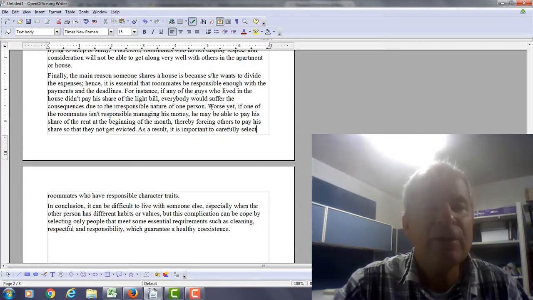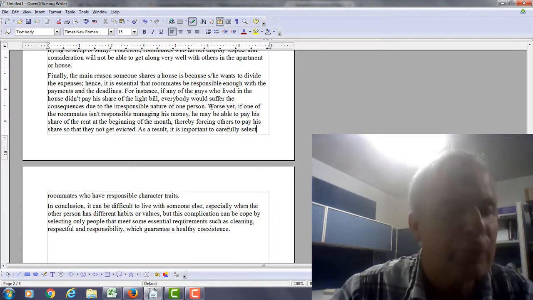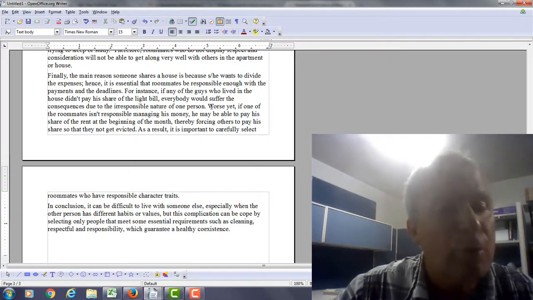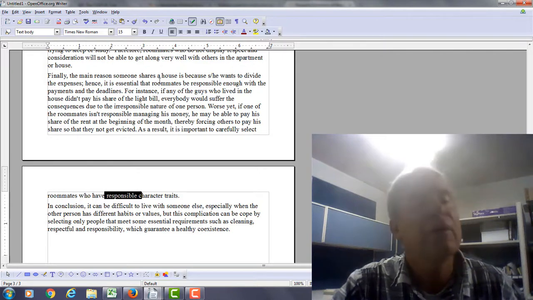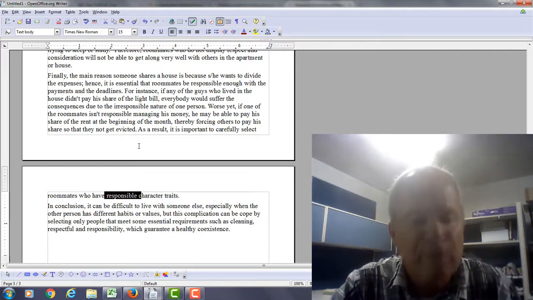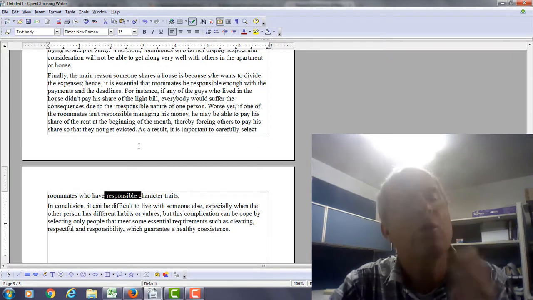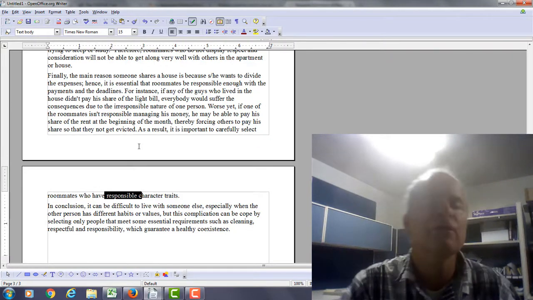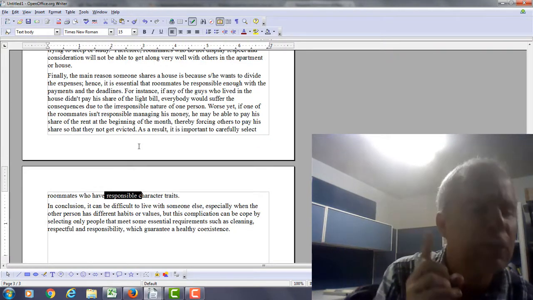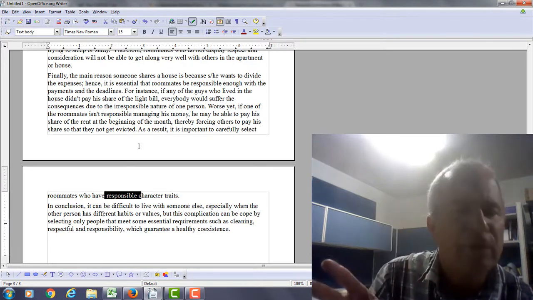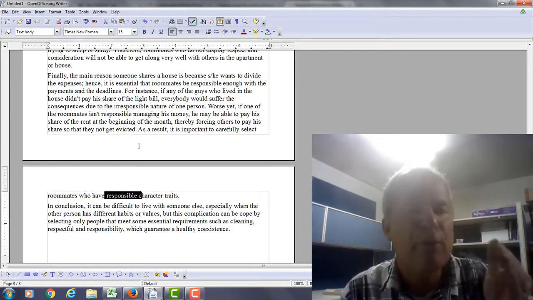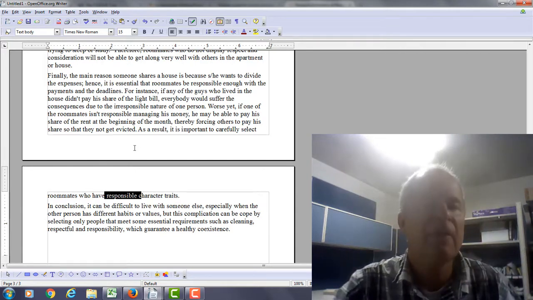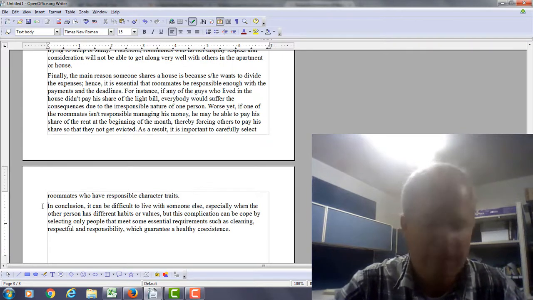And see, I added, you didn't say this. You just said it's important to carefully select roommates. No, to select roommates who have responsible character traits. Why am I saying that? Because that's what you said in the beginning of your paragraph. So we're trying to make the whole paragraph unified. We can do that through repeating key words, especially key words that you have in your topic sentences and your thesis statement. You can repeat or rephrase those key words as you move through your writing, and that helps keep things connected.